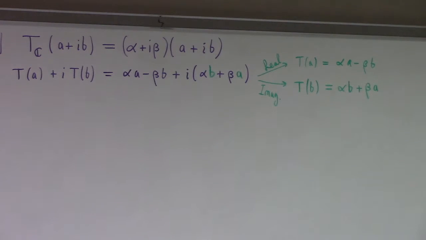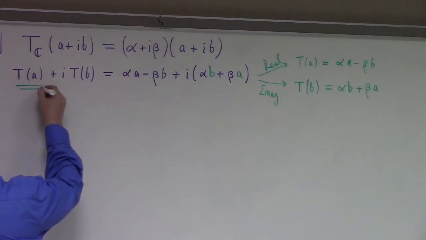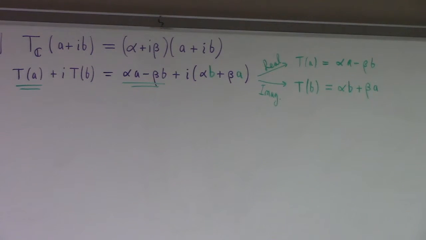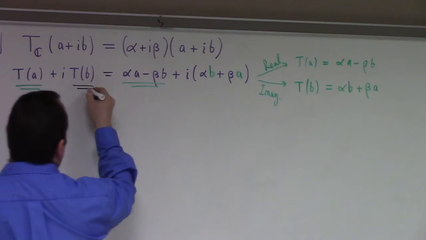So the only way you can have two two-tuples equal is when the first components match and the second components match, which here just means the real matches the real and the imaginary matches the imaginary. So I get to equate this with this, and that with that.